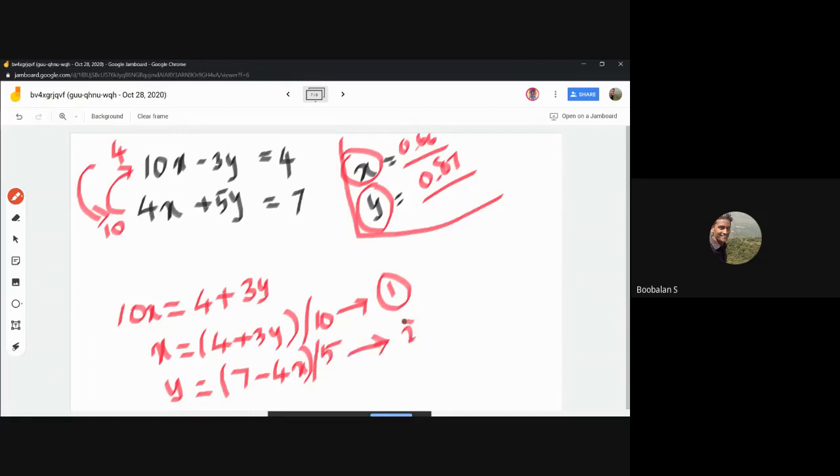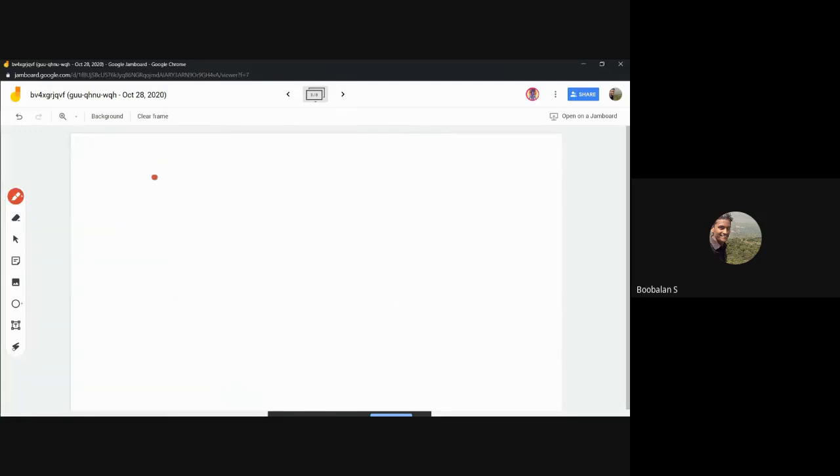So this is the procedure that Gauss and Seidel used, right? The same solution will come, but how they get it is the question. So the value of x is 4 plus 3y divided by 10, and y is 7 minus 4x by 5. I'm going to use one more thing, right? Initially they assume the x value and y value are 1.0. Initially they are just guessing 1.0, 1.0. Initially they are just assuming the x and y values, right?